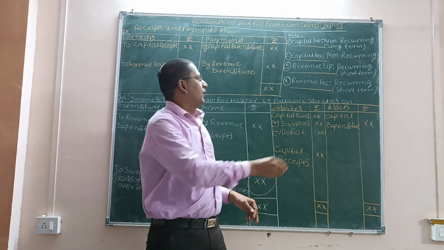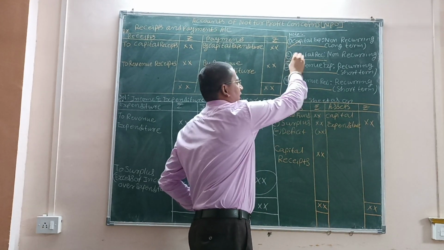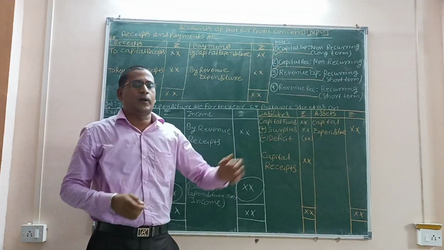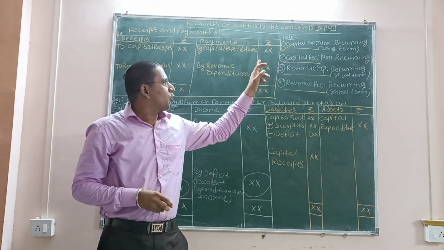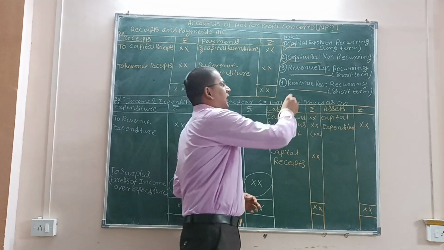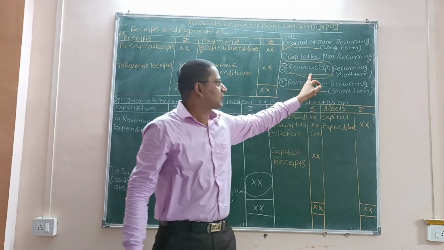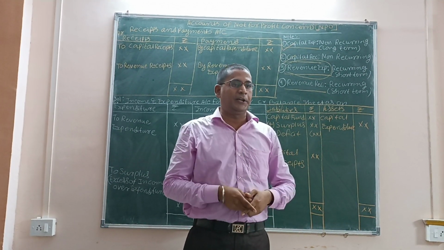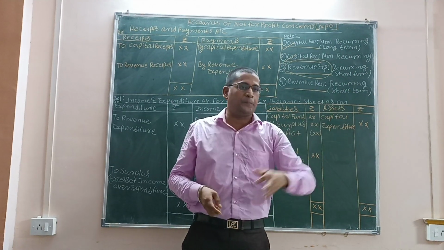Now, after understanding capital expenditure and capital receipt, we have to concentrate on revenue receipt and revenue expenditure. If you have understood what is meant by capital expenditure and capital receipt, then you must understand the meaning of revenue expenditure. Revenue expenditure means recurring in nature, which is going to be repeated in a year. Revenue expenditure is recurring in nature for a short-term period.